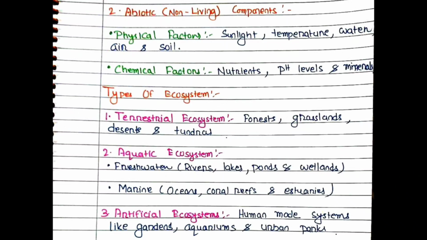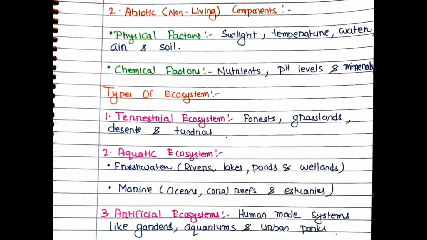Then comes the aquatic ecosystem. This is again divided into two parts. First comes the freshwater ecosystem. The rivers, the lakes, the ponds and the wetlands are the freshwater ecosystem. Then comes the marine ecosystem, the oceans, the coral reefs or the estuaries. These are the marine ecosystem.